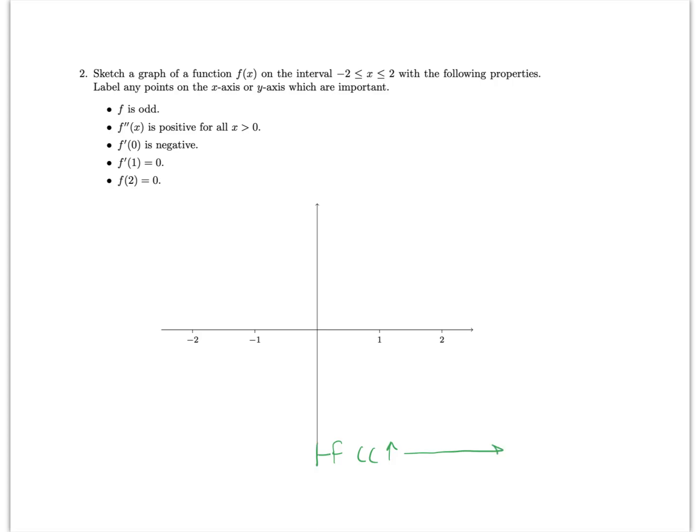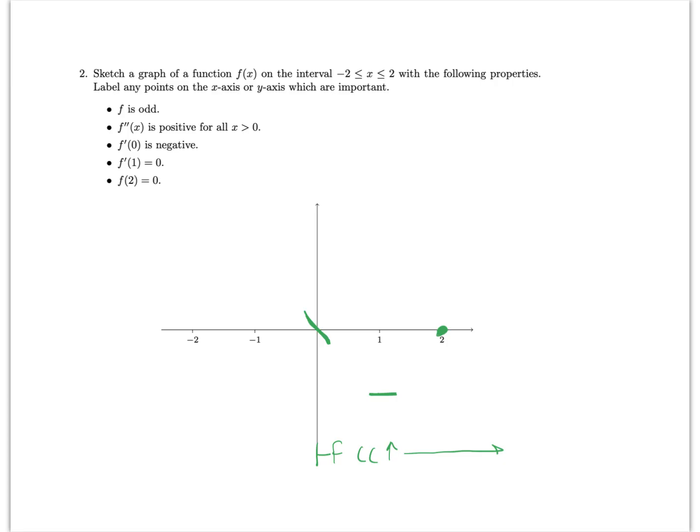And then f prime of 0 is negative. That means that the derivative at 0 is negative. So the slope of the tangent line at 0 has to be negative. So maybe I'll just put a little negative tangent line there. And f prime of 1 is 0, which means I need to have a horizontal tangent line. And f of 2 is 0. So that is a point on the graph. F of 2 is 0.